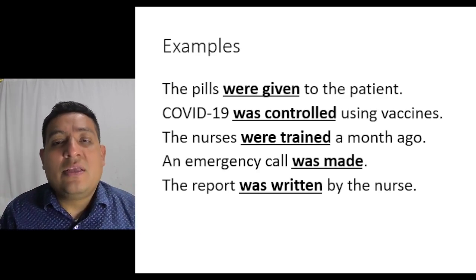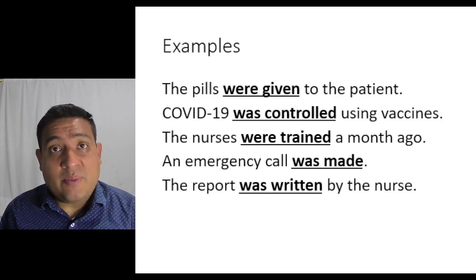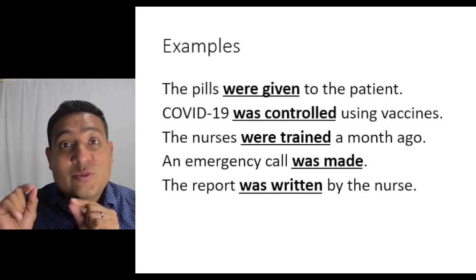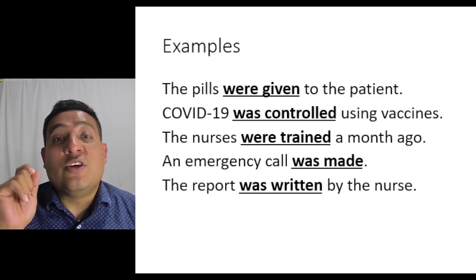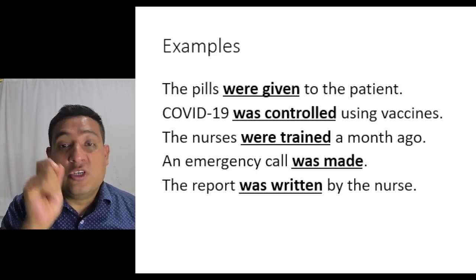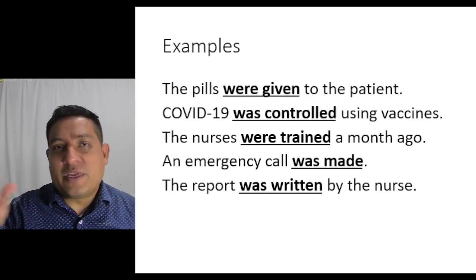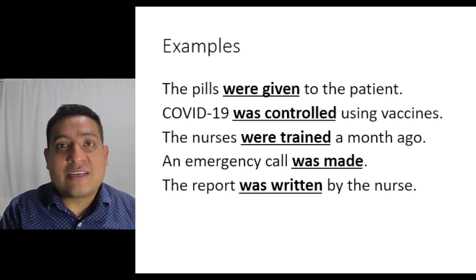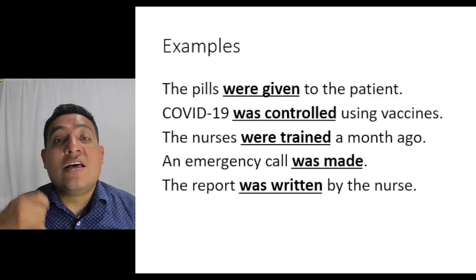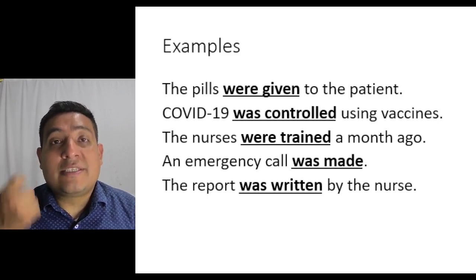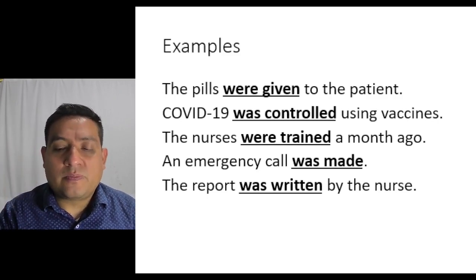And the last example, the report was written by the nurse. Here we express who did the action, the nurse. So we would say the nurse wrote the report. That would be the active voice sentence. But here in the passive voice sentence we say the report was written by the nurse.